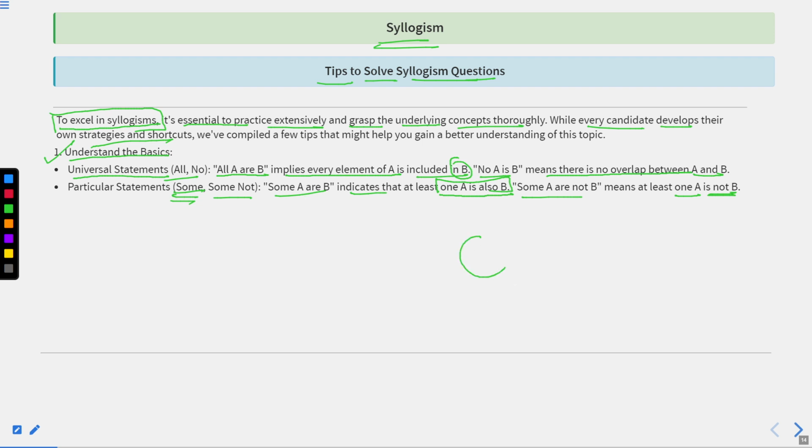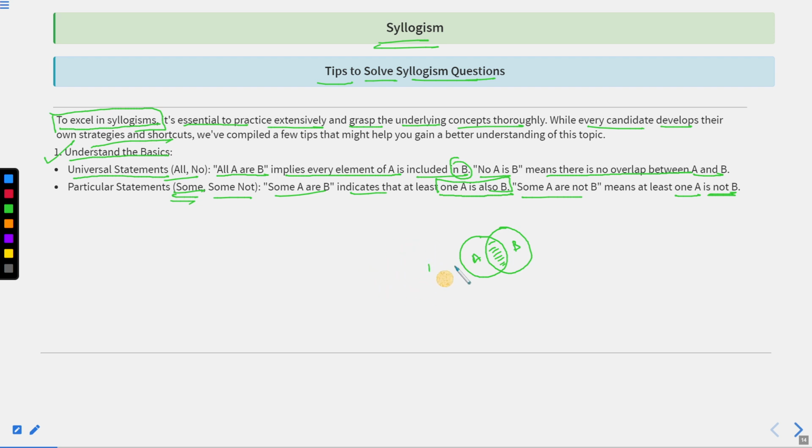If we are saying that some A are B, this is A and this is B. Now we say some A are B. This will be the representation. If they're saying that some A are not B, so we are talking about this inference. Okay, so now you have understood the difference between the two statements, some A are B and some A are not B. Some A are B, the intersection will be here. Some A are not B, this is the portion we are talking about.